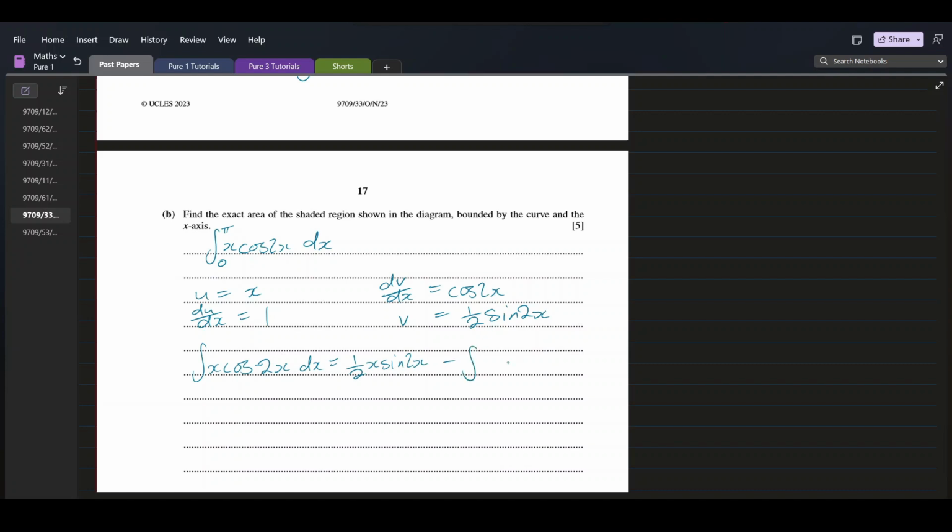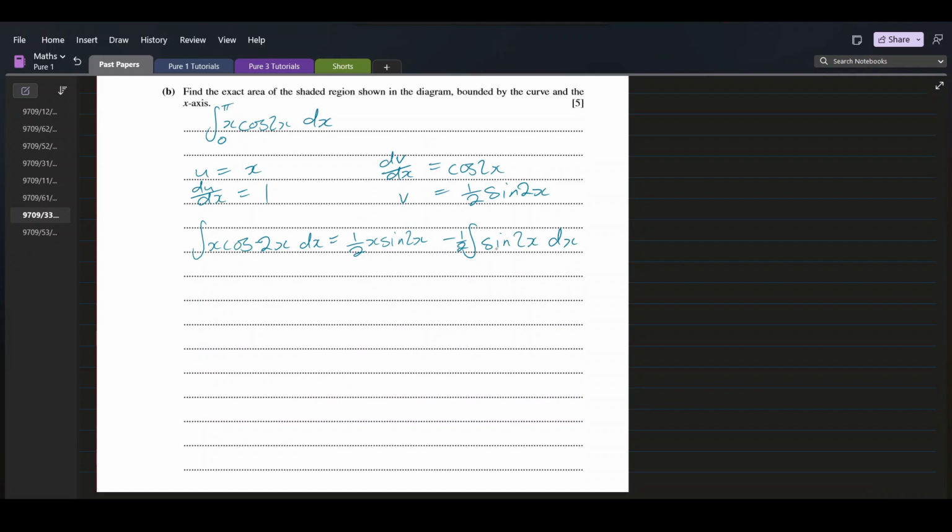minus the integral of v dv dx. Let's move the half outside the integral sign. So that's sine 2x with respect to x. Okay, so that means we have to integrate sine 2x. So the integral of sine 2x with respect to x is equal to negative 1 over 2 cos 2x.